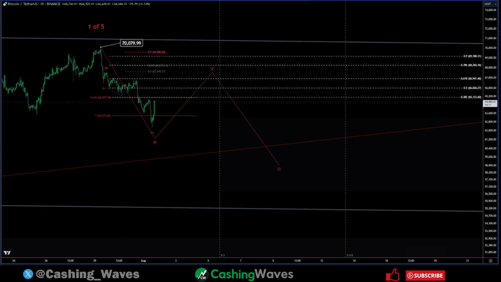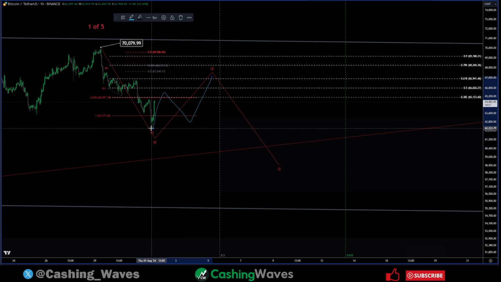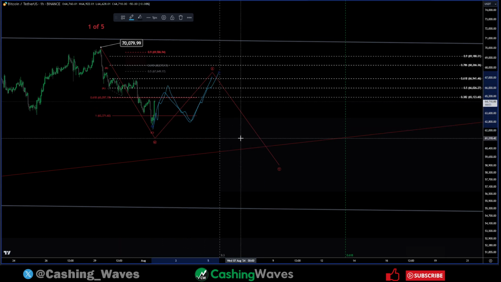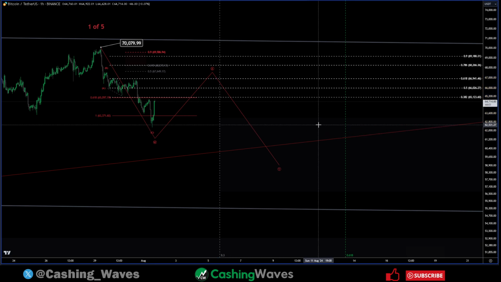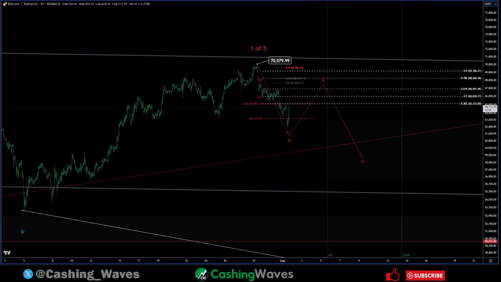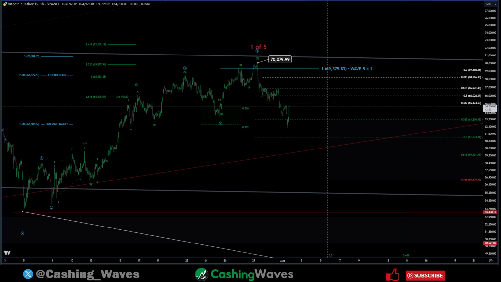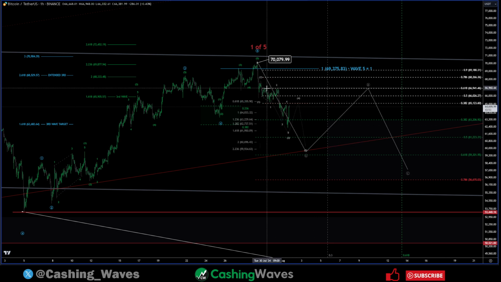And for the WXY, I'd be waiting for a trade setup here and count these waves as a 535. But by then I'll have an update for this and I'll explain to you what I'll do. But yeah, let's see which one we get. Do we get the WXY or do we get a very simple ABC as a 535?